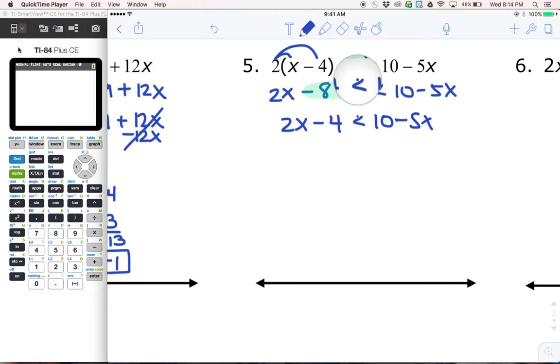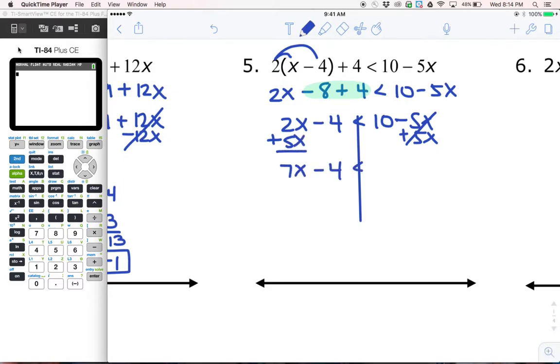And now we're going to go ahead and start solving, right, on both sides. First, I'm going to add 5x to get rid of it on the right. Add 5x to the left. And I've got 7x minus 4 is less than 10. Next, I'm going to add 4 to both sides. So I've got 7x is less than 14. And finally, divide both sides by 7. And I've got x is less than 2.